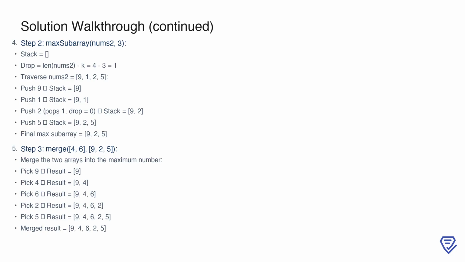With the maximum subarrays from both arrays determined, the next step is to merge them into the largest possible number. This is done by comparing the elements of the two subarrays, picking the larger leading element at each step. Starting with 4, 6, and 9, 2, 5, we first pick 9, then 4, followed by 6, 2, and finally 5. This gives the merged result, 9, 4, 6, 2, 5.